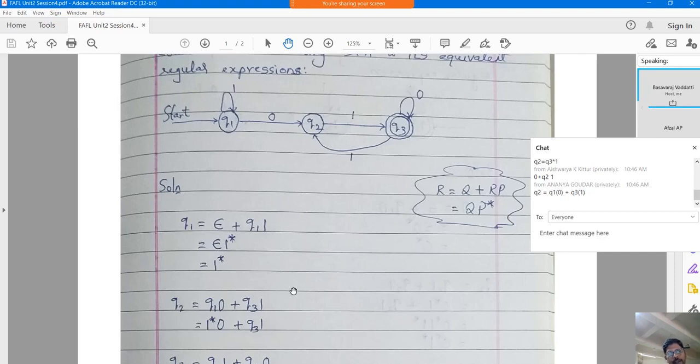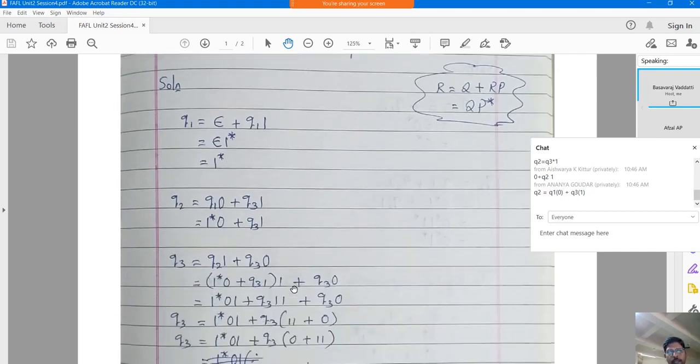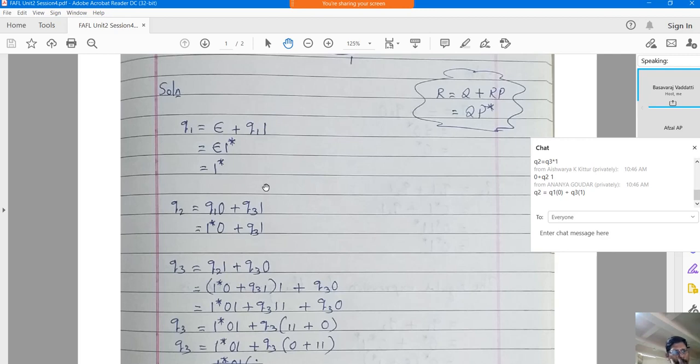Q1 we already got as 1 star. Therefore, Q1 is replaced here by 1 star, followed by 0, and the remaining thing I include as it is, that is Q3 1. Therefore, the formula for Q2 is Q2 equal to 1 star 0 plus Q3 1.